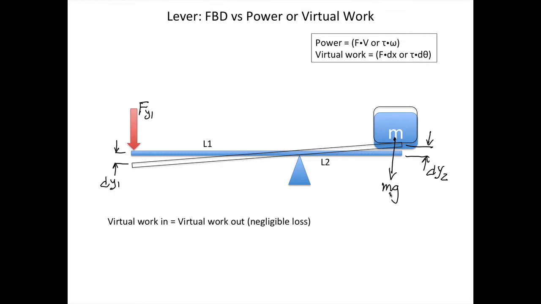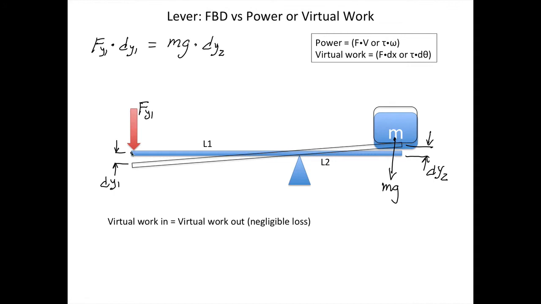All right. Well, what I can say is that the input virtual work has to be equal to the output work. So therefore, Fy1 times dy1 has to be equal to mg times dy2. And this means that if I find a relationship between dy1 and dy2, I can solve for my force as a function of mg. Well, that's not too hard to do.